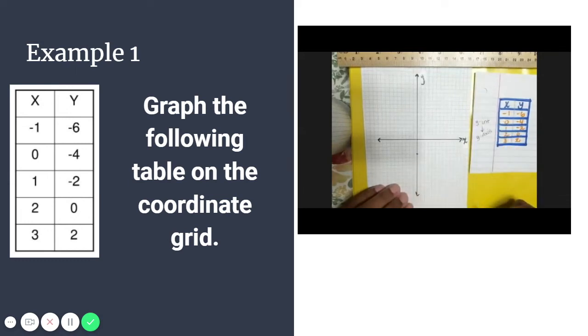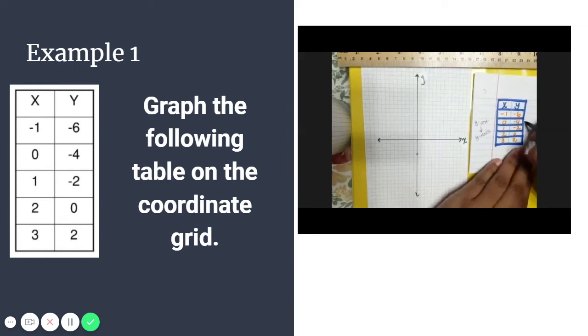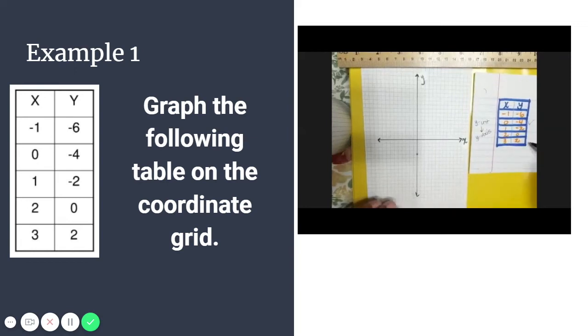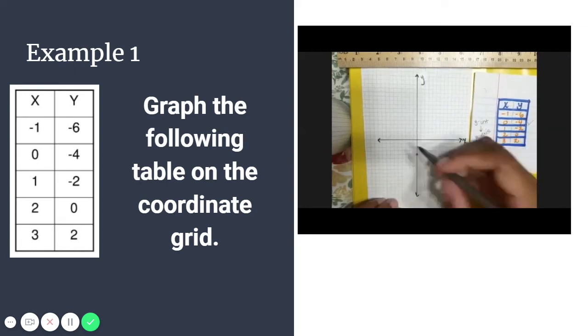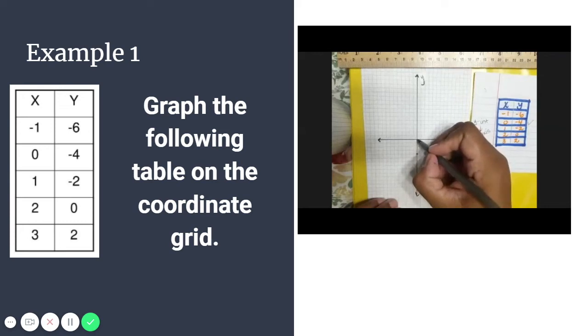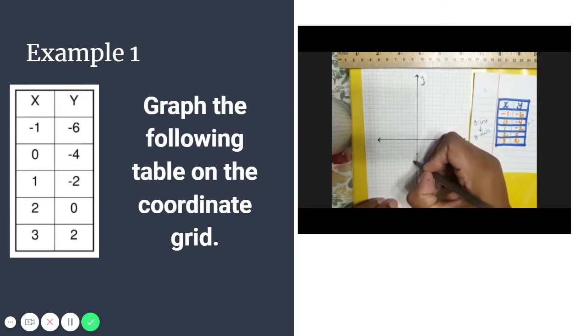So that is my y-intercept. Notice I don't have any numbers on my grid. That's totally fine. I'm just going to count spaces. So I plotted 0, -4. Then I'm going to just go in order from there. -1, -6. So I'm going to start at my origin, go left 1, down 6. 1, 2, 3, 4, 5, 6.